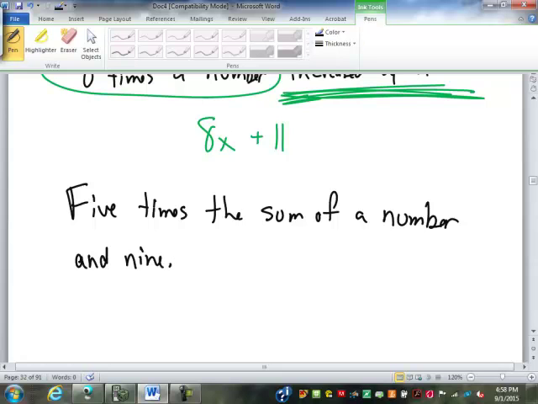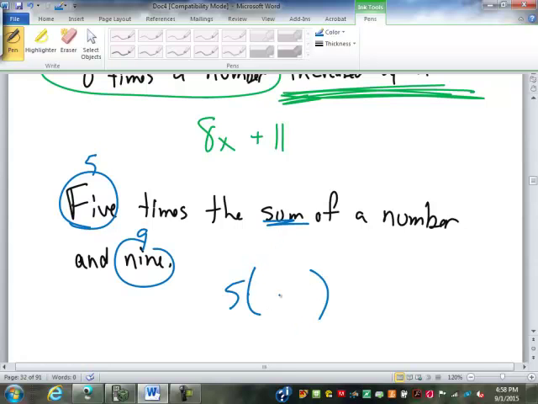This one here, 5 times the sum of a number and 9. Now when they're written out in words like this, I like to circle the numbers. 5 and 9 are my numbers. So it's 5 times the sum of a number and 9. So it's 5 times something. But what's it times? The sum, which means we're doing some addition first, so the addition has to be in the parentheses. What goes in the parentheses? X plus 9, because it's sum, so that means it's addition. 5 times the quantity x plus 9.